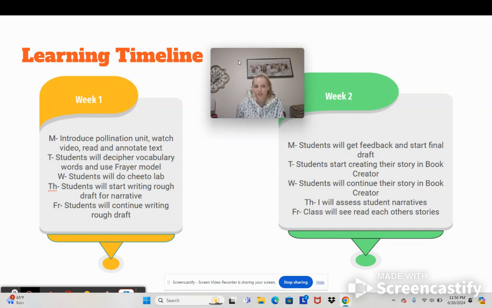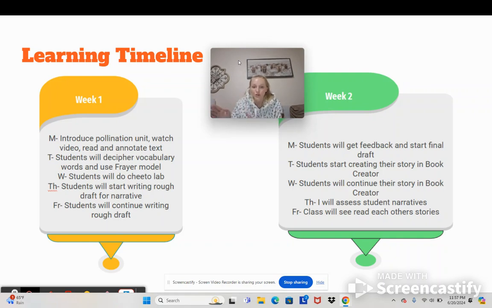Wednesday, students will do the Cheeto Lab. I had that be the only thing on Wednesday, as students will be able to really dive into the Cheeto Lab, and then we'll all come together and have discussion afterwards about connections, questions. And Thursday, students will start writing the rough draft for the narrative. Friday, students will continue writing the rough draft.